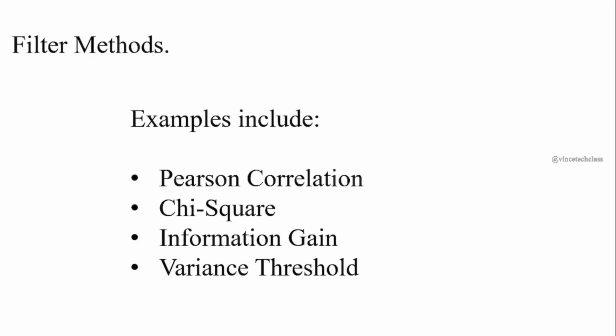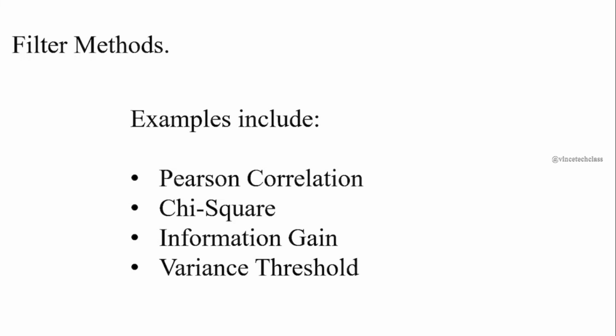Now, let's take the second one, chi-square test. Chi-square test determines the independence between categorical variables. It is useful for classification tasks with categorical features. A higher chi-square value suggests a higher dependency between the feature and the target. Next one is information gain. Information gain measures the reduction in entropy brought by a feature to a dataset, and is commonly used in decision trees and other tree-based algorithms.